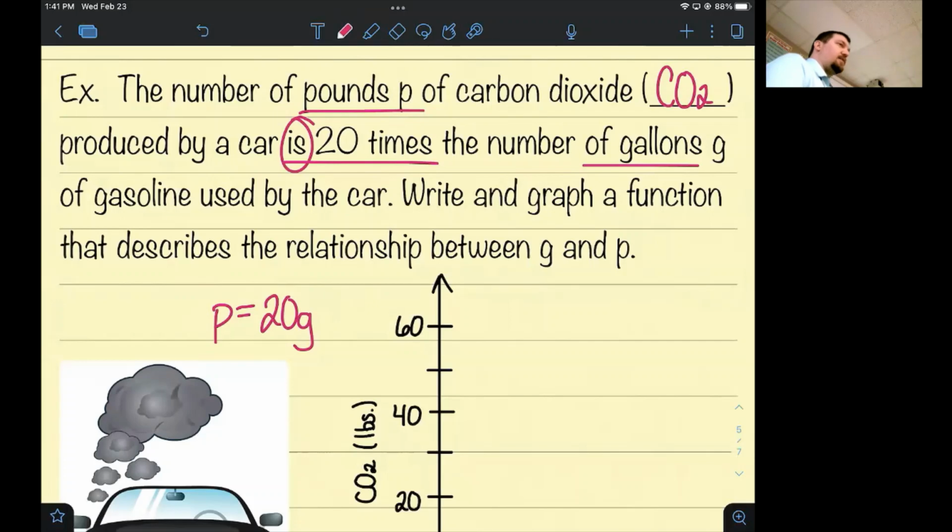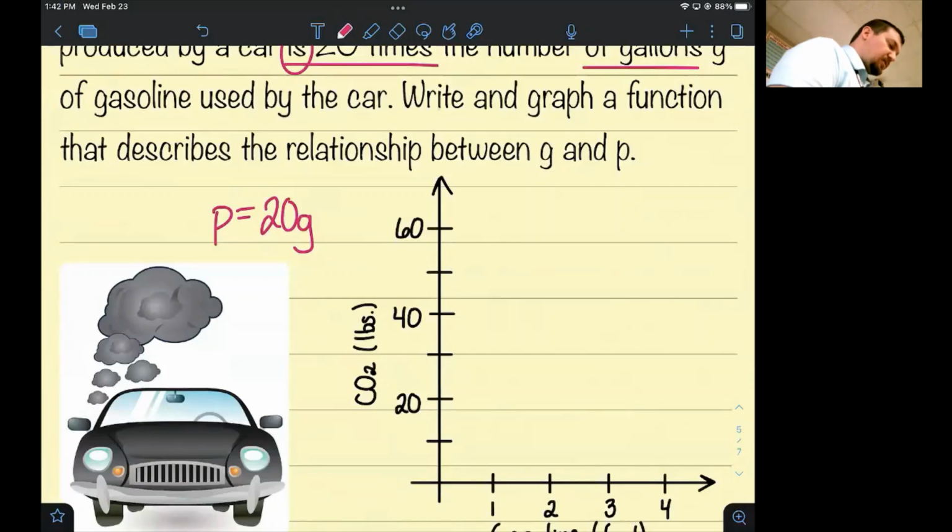So take the number of gallons your car is using, times it by 20, and that's the pounds of CO2. CO2 is a gas, so that would be heavy, right? This pounds of CO2. And so it wants us to write the equation, and it wants us to graph the equation. And let's start with the slope or the y-intercept.